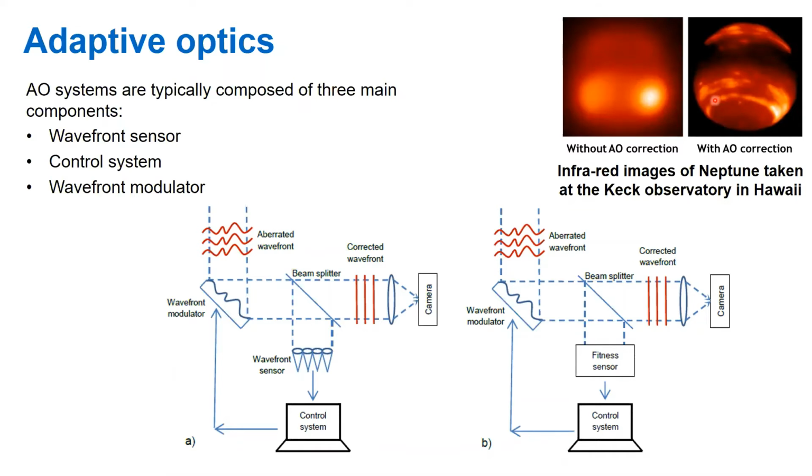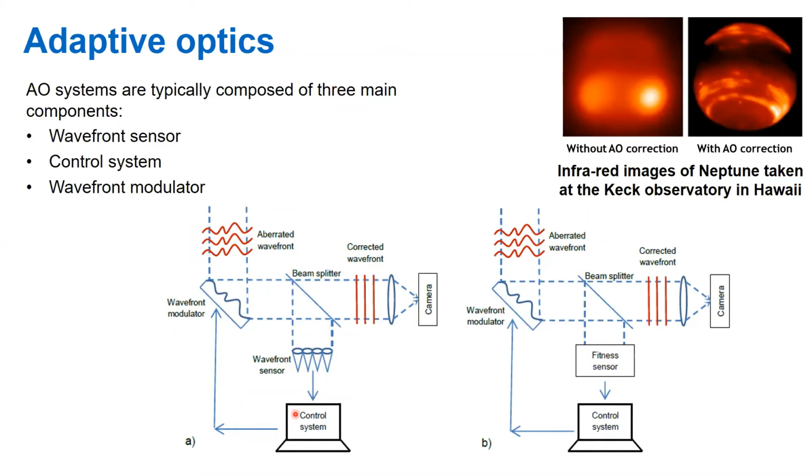So what you would typically have in an adaptive optics system is a wavefront sensor, a control system, and a wavefront modulator. So you can see here you have your aberrated wavefront coming in. Here this would be coming back from the star, for example. It would go off your deformable membrane mirror or spatial light modulator. You would use a wavefront sensor, maybe a Shack-Hartmann sensor, to measure that wavefront.